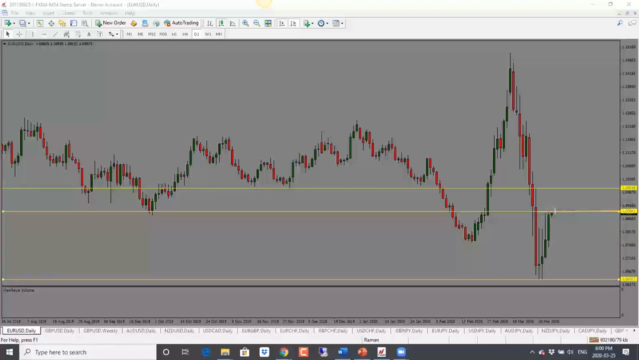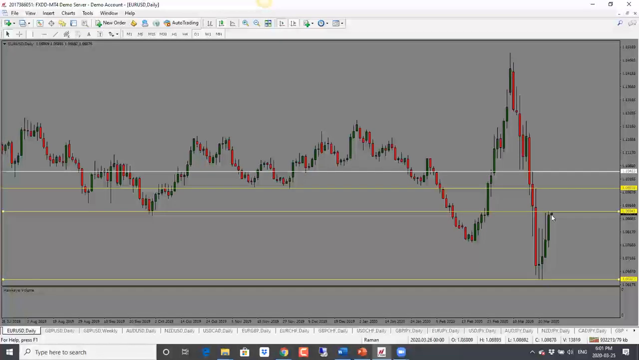Now, should it go through here, then we're looking for the next level here, which is 1.0980. And then above that, we have 1.1050. So the level to watch would be 1.09. If it stays below this, I'm looking for price to come back down, especially if the US dollar gets stronger across the board, we are likely to see a decline in that. So I would be cautious with this one. So bias is bullish, but with caution.